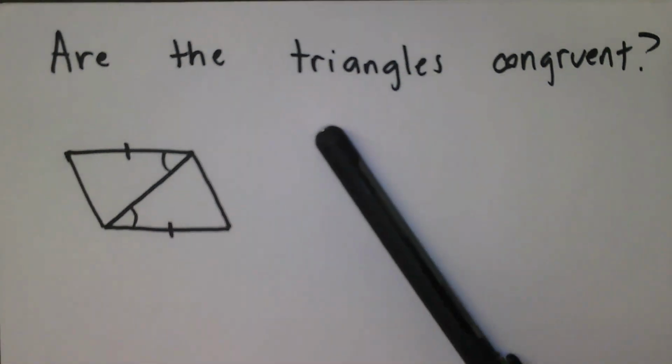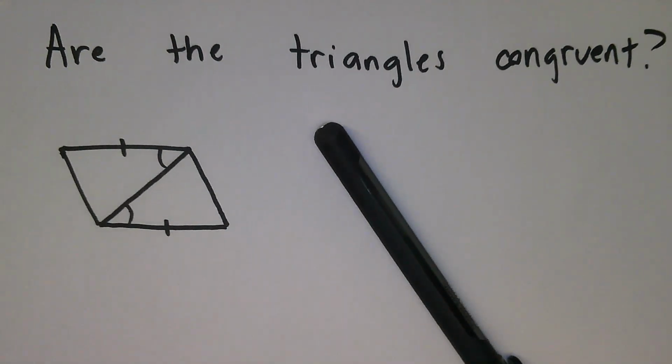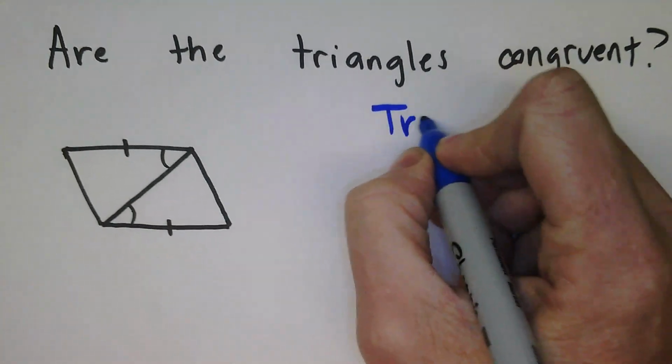Okay, we are going to review our triangle congruence conditions here by looking at this little diagram and trying to determine if the triangles are congruent. So a couple things. One, we need to make sure that we remember our triangle congruence conditions. So I'm going to drop those down.